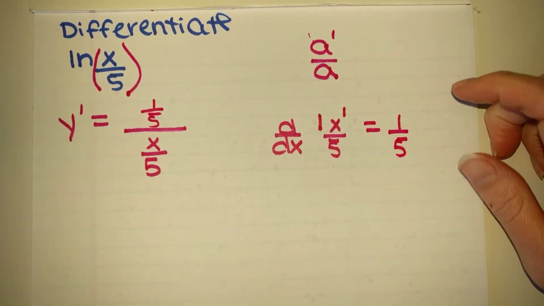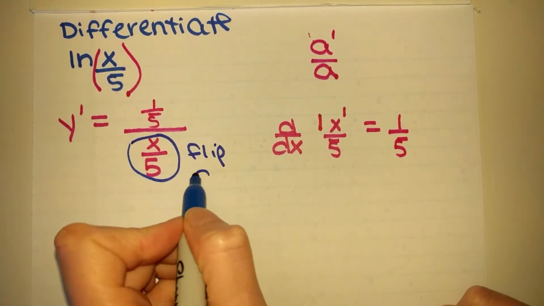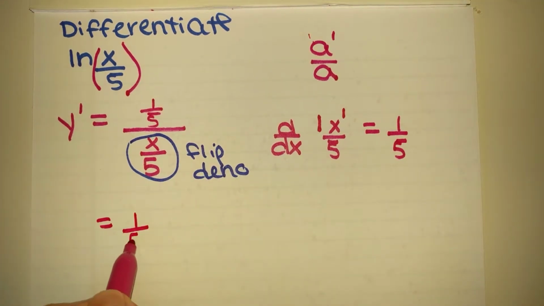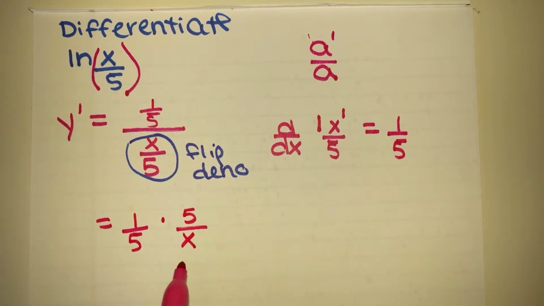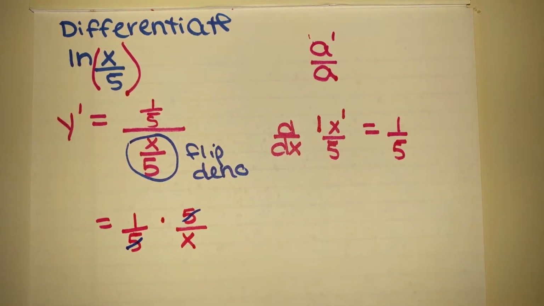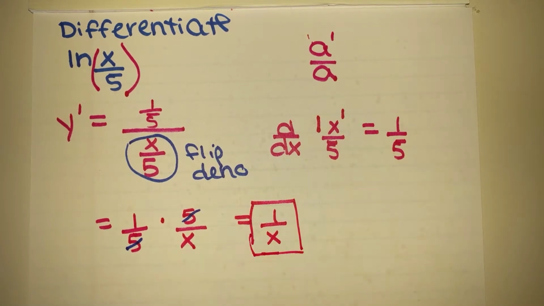All right, so then we need to simplify here because we have one fraction over one fraction. What we would do is we would multiply by the reciprocal or the flip of this denominator. So we would flip the denominator, and that would become 1 over 5 times the flip of the denominator, 5 over x. You could multiply straight across, or you could notice that these 5s cancel out. So you have 1 over x, and that would be our final answer.